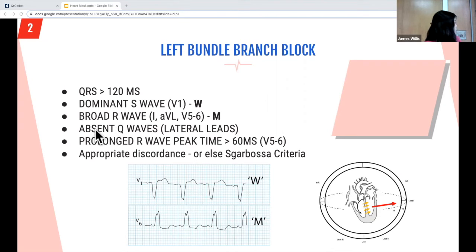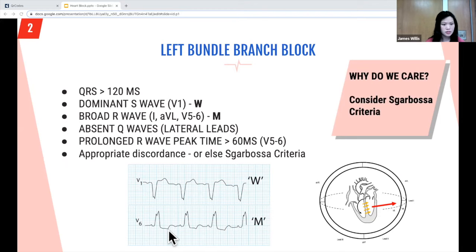The reason why they say absent Q wave is usually when you have the conduction go from left to right, you get a little bit of Q seen in the lateral leads. Since you're going towards the lateral leads, you don't have the Q anymore. And then again, appropriate discordance: in left bundle branch blocks, you have to make sure that if you are having a STEMI, you're not missing it. You do see the opposite sort of T wave appearances, but if it's very drastic, you need to apply the Sgarbossa criteria.